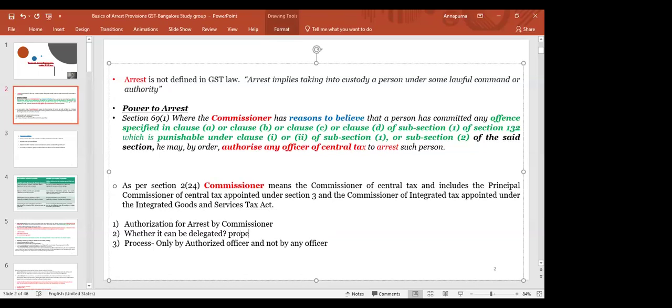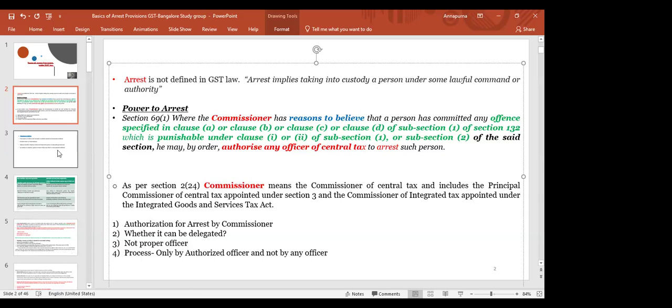And the only thing: don't read the section and don't teach us the section wordings. Your learnings you should please share. Because I just wanted to concentrate on that, authorize any officer. So I just tried to stress upon that.